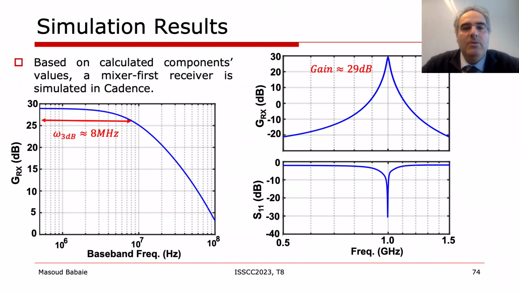Next, based on the calculated component values in the design guide, I simulated the mixer first receiver in Cadence. The simulated gain of the receiver is 29 dB, which is very close to the required value of 30 dB. S11 is about minus 30 dB at 1 GHz LO, proving the receiver matching to 50 ohm. The simulated bandwidth of the receiver is about 8 MHz, which is slightly lower than the desired value, since I did not consider the amplifier's input parasitic capacitance in the bandwidth calculations.